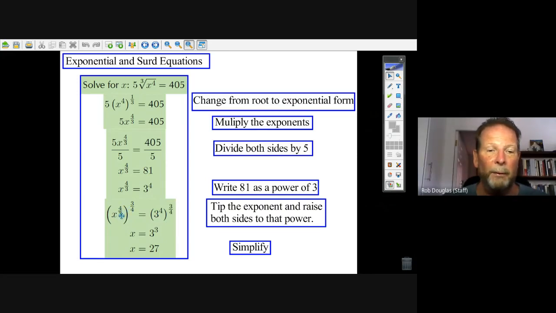4 over 3 raised to the 3 over 4 power is just 12 over 12, where the 4s and 3s cancel. It's just x to the 1. Hey, we've got our answer. Then we just have to do the other side. 4 times 3 over 4, the 4s cancel, and your answer is 3 cubed, which is 27. So that's it. That's how you do it.